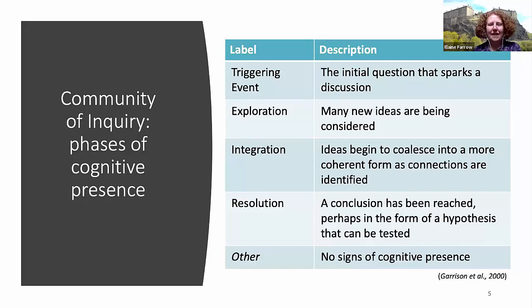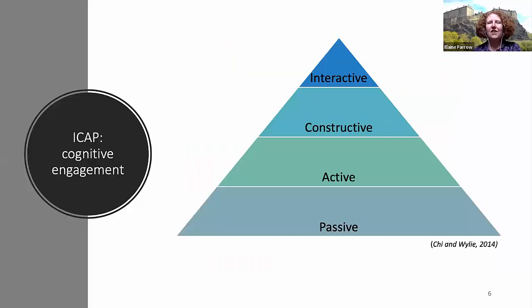Now, not every discussion will progress smoothly through all of these phases. Things can jump back and forth, but this progression on this slide shows the increasing depth and quality of participation. And of course, some of the messages will display no signs at all of cognitive presence, and they will get the other label. So moving on to the second of the frameworks, the ICAP framework.